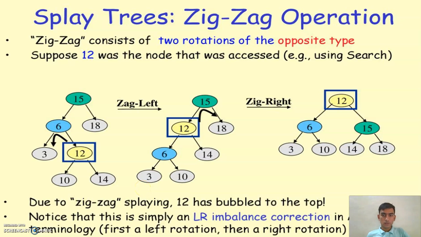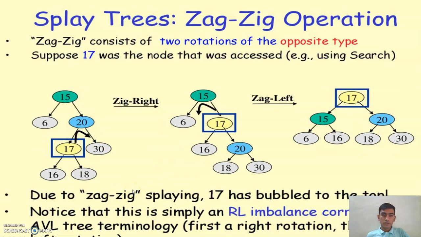Zig-zag operation. Zig-zag operation consists of 2 rotations of opposite type. Suppose 12 was the node to be accessed using search. Due to zig-zag splaying, 12 has bubbled to the top. First we did zag left and then zig right. So this is simply an LR imbalance correction in AVL tree terminology. First a left and then a right.